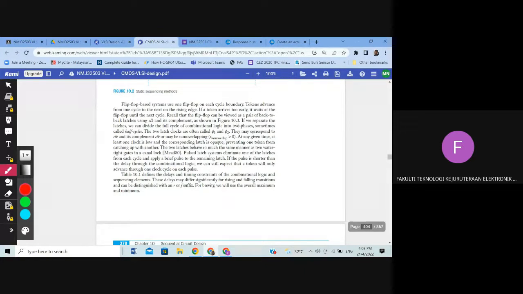One of the most important things here is to recall that a flip-flop can be viewed as a pair of back-to-back latches. Remember we have discussed this. A flip-flop is a combination of two latches, back-to-back. By that assumption, we can say the flip-flop has two half cycles of the latch: the first half cycle, one latch, and the other half cycle, another latch. That gives a complete cycle of the clock for the flip-flop.